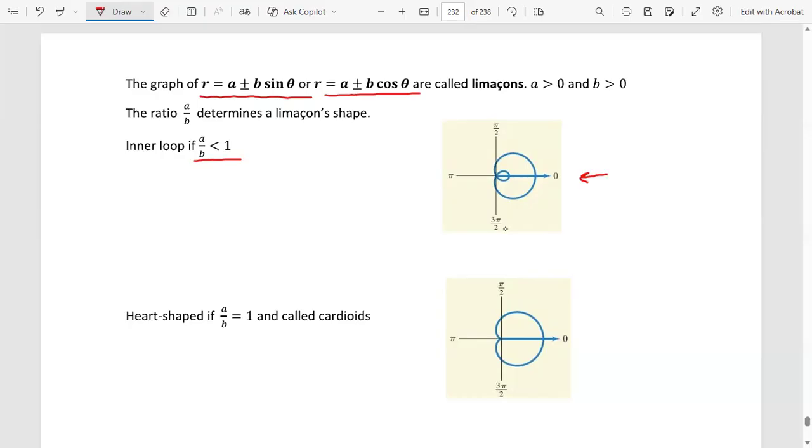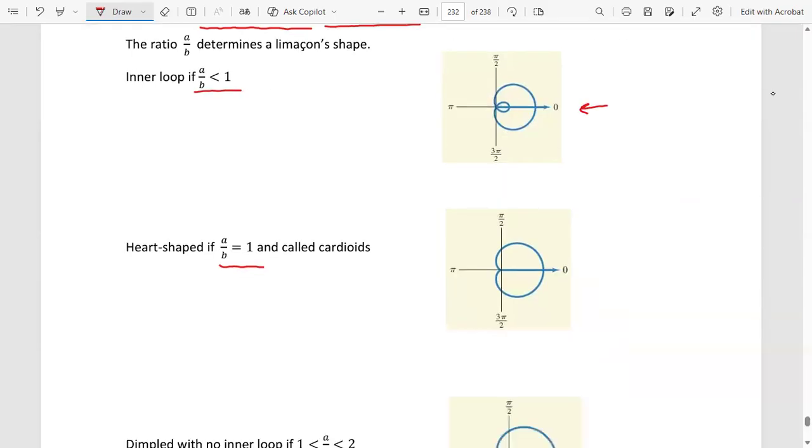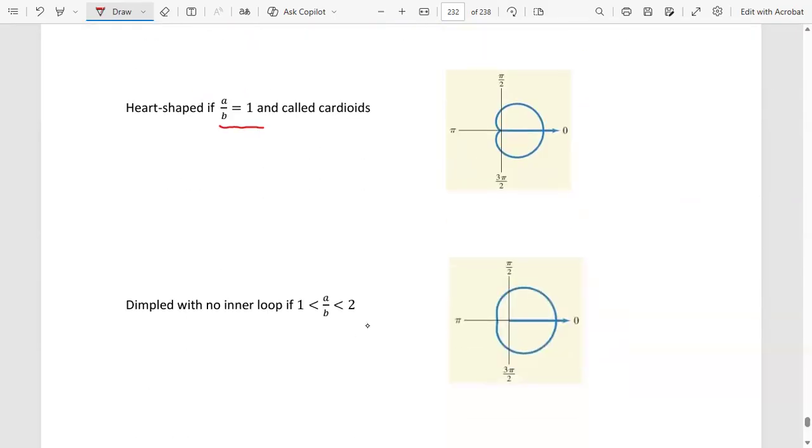And if the equation has cosine, that loop is along the x-axis. If it includes sine theta, that should be along the y-axis. If the ratio is exactly equal to 1, you can see a heart shape. There is no inner loop, which is called a cardioid. If the ratio is a number between 1 and 2, we have a dimpled limaçon, and there is no inner loop. And the picture is over here. You can see a picture of that dimpled limaçon.